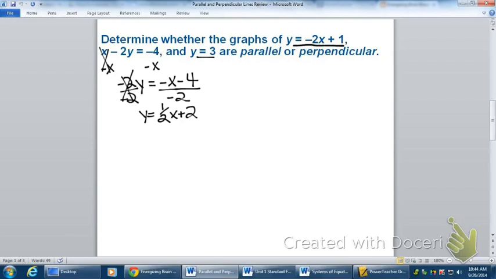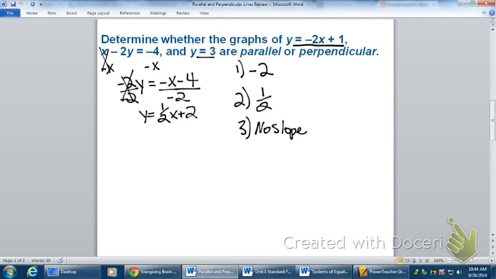First of all, parallel or perpendicular. The three slopes that we have are, for the first one, negative 2. For the second one, the one we just found, 1/2. For the third one, there is no slope. So that's a no sloper. Yeah, I just made that up. It's pretty nifty, huh? Yes, that is a no sloper.